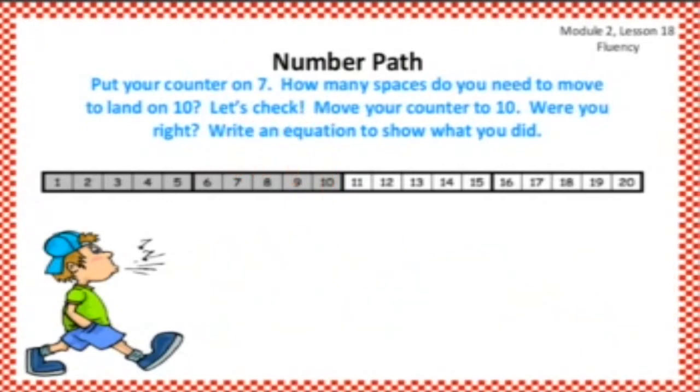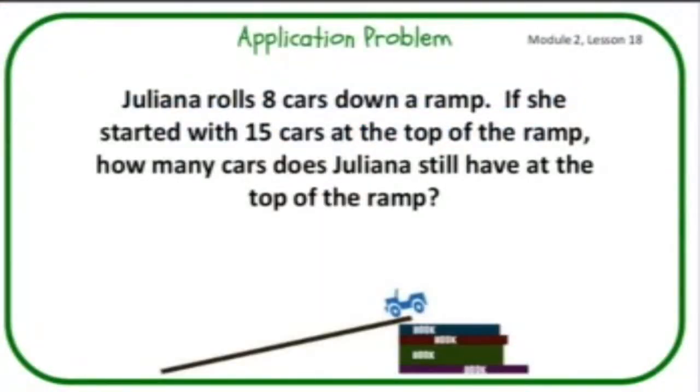Alright, so over to the application problem. Now Juliana rolls 8 cars down a ramp. If she started with 15 cars at the top of the ramp, how many cars does Juliana still have at the top of the ramp? So she rolls 8 cars down a ramp. But don't forget, when reading the story, you have to look for the teen number, because that's what we're going to break into 10 and the other part, the certain way. So the teen number we have here is 15. That's the total number of cars at the top of the ramp.